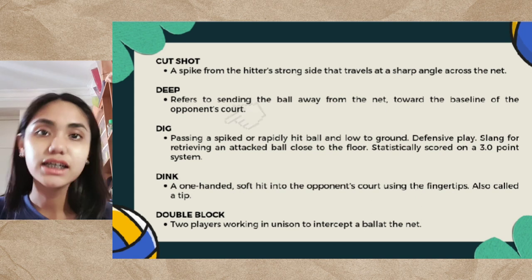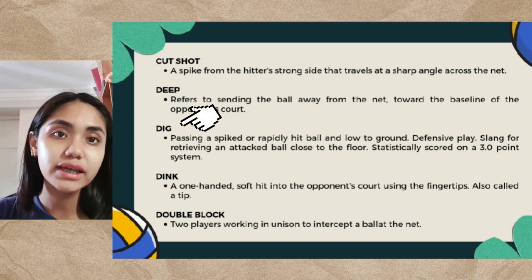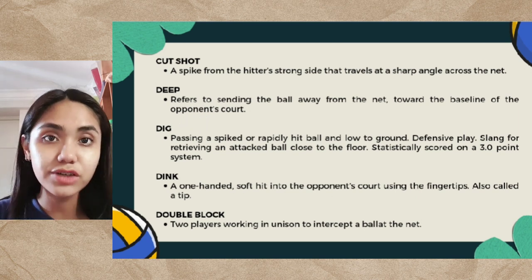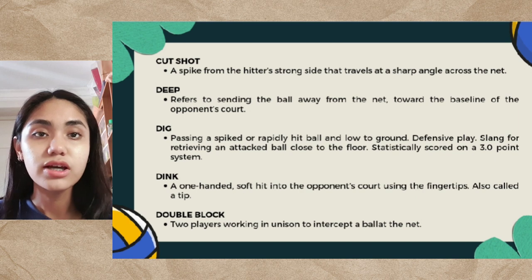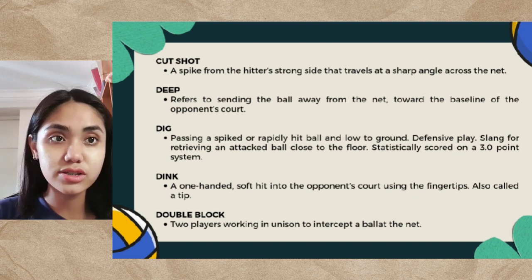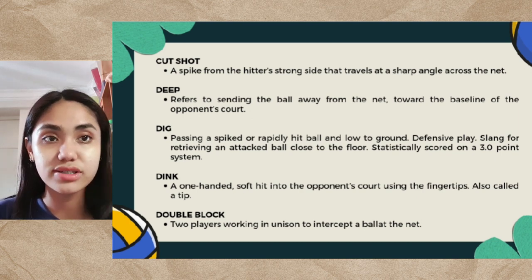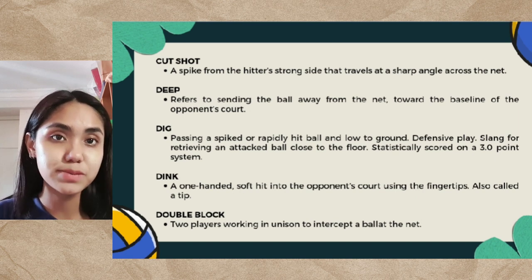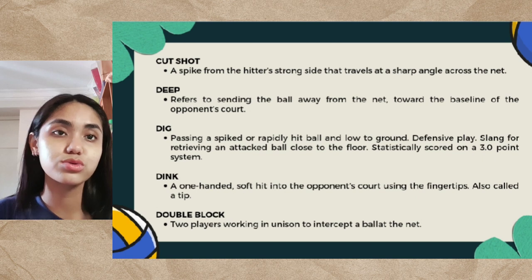Next, dig. Passing a spike or rapidly hit ball low to the ground. It is a defensive play. It's slang for retrieving an attack ball close to the floor. So statistically, it is scored on a 3.0 point system. So, diving deep to pass a spike or fast moving ball close to the floor.